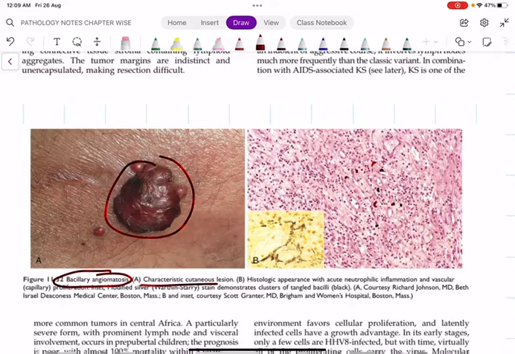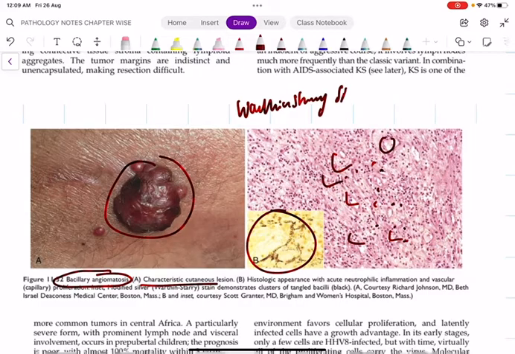Neutrophilic infiltration. Why? Because it is an infection. And of course, you can see vascular proliferation. And the most important hint they will give you is that the organism can be demonstrated by silver staining. You know, Bartonella can be seen by Warthin-Starry silver staining. Okay, Warthin-Starry silver staining, very, very important.